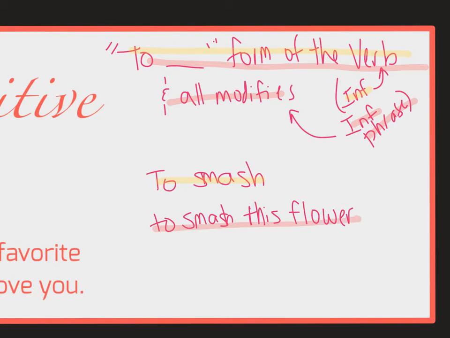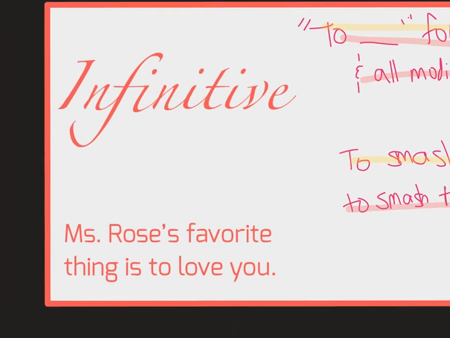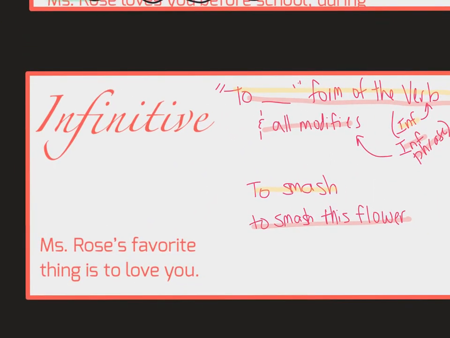It's the full thing. So if we look at that in terms of our example here, I have Miss Rose's favorite thing is to love you. So therefore, I have to love and to love you, the infinitive and the infinitive phrase. In this case, you'll notice that the thing is this. I'm going to wait until I do gerunds, and then when I do that, it'll actually be a little bit easier to explain this point.